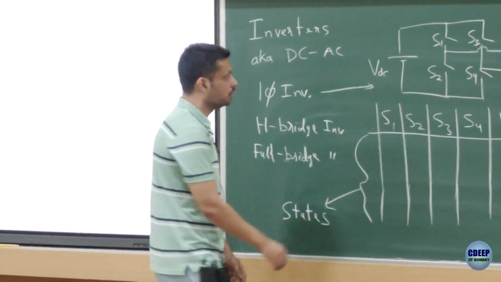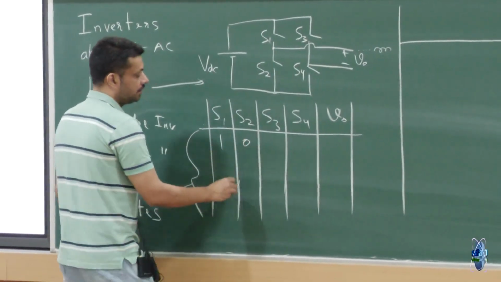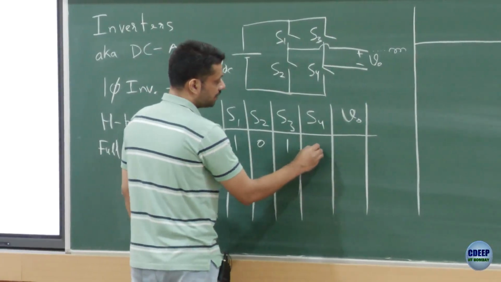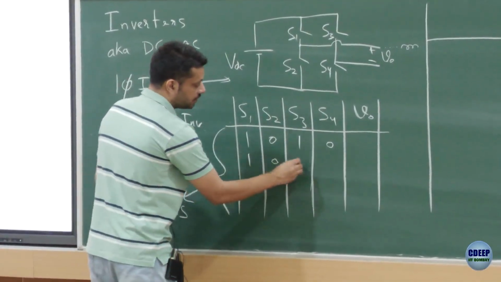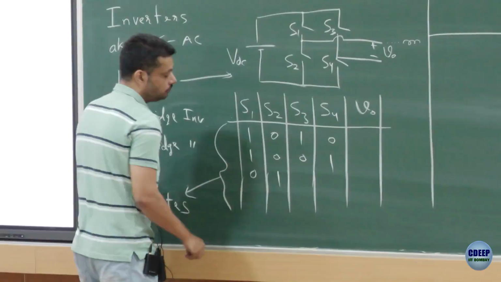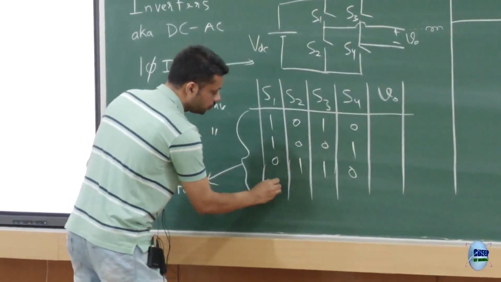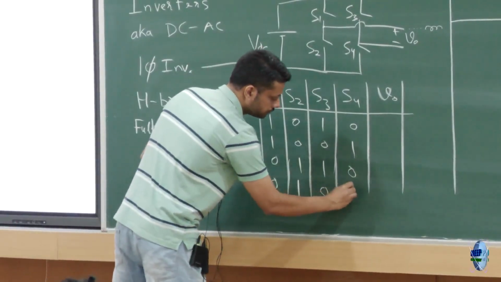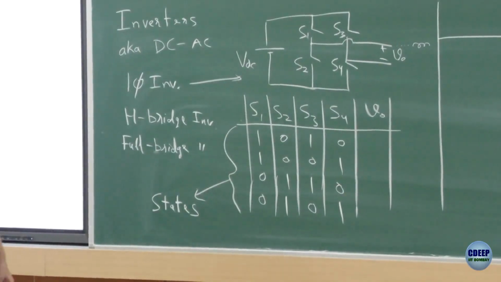Okay, what are those 4? S1 is 1, then this has to be complementary. If this is 1, this has to be complementary. I can keep this, toggle this, I can toggle this, keep this, toggle both. Is that fine? Any doubt?